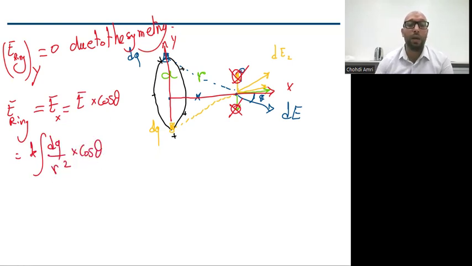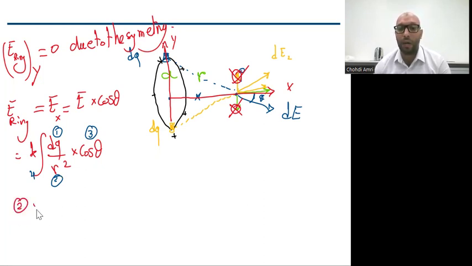As we did in the example of the rod along the y-axis, we have to look for dq, r squared, cosine, and then the integration with the signs. Let's start with r squared. As you see, we have a right angle triangle, so r squared equals x squared plus a power 2. What do you think about the cosine?